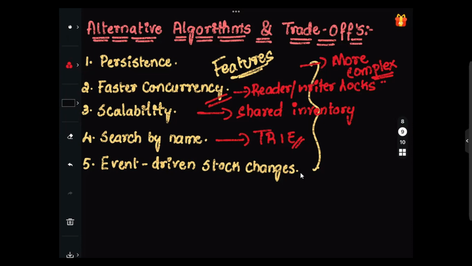For the event-driven stock changes feature, we can go with the observer pattern. We have already discussed this one. The main trade-off here is that we have to deal with more components to manage. So these are some of the alternative algorithms that we can consider, and we have discussed the trade-offs and the summary part as well.